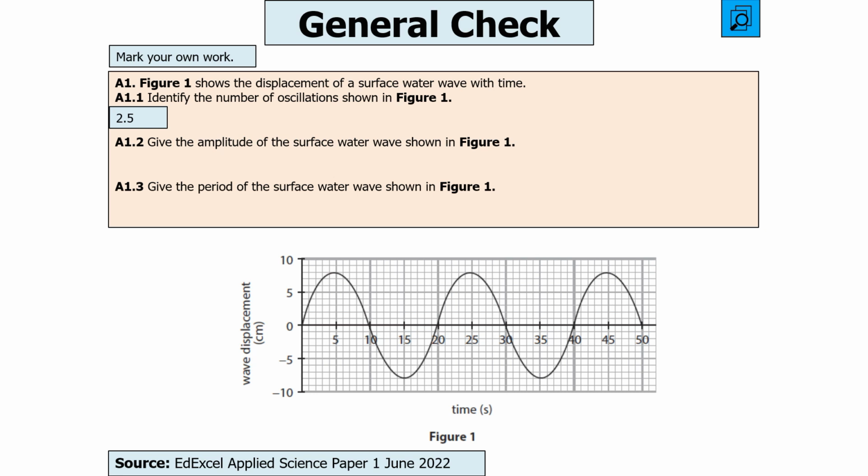Now, what's the amplitude? Again, the amplitude is from the midpoint up until the maximum displacement, either positively or negatively, so that is 8 centimeters. And then the time period, you know that time period is actually, again, the time it takes for it to have one complete oscillation, so it's 20, because that's the point at which the wave starts to repeat itself.